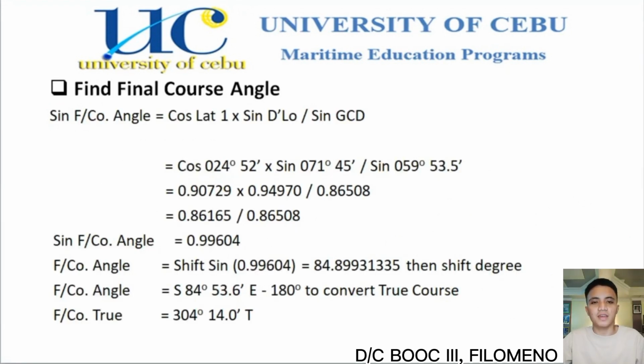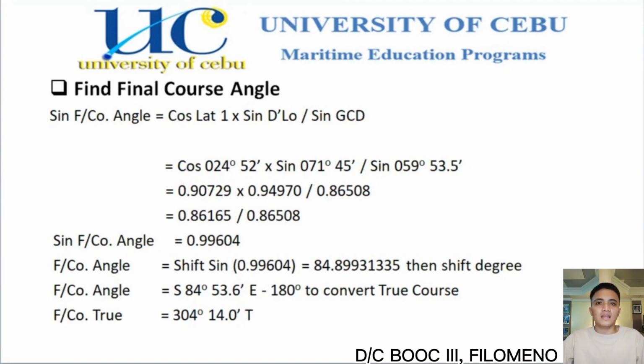Good day everyone, I am Deck Cadet Book Filomeno III, and I am going to talk about how to find the final course angle. The formula of the final course angle is cosine lat 1 times sine d long over sine GCD. Lat 1 is 24 degrees 52 minutes, d long is 71 degrees 45 minutes, and the GCD is 59 degrees 53.5 minutes.